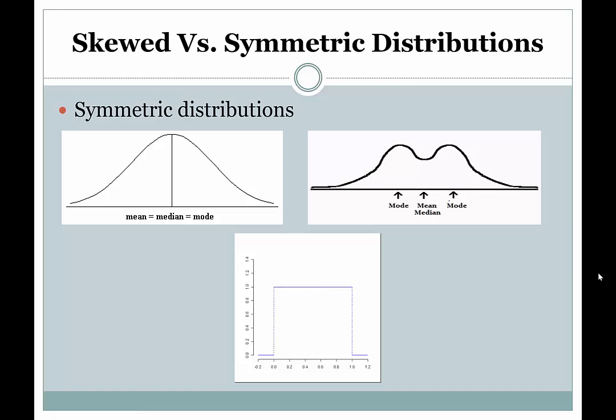Skewed versus symmetric distributions. All right, so on the screen you have some examples of symmetric distributions. When a distribution is symmetric, it means that the mean and median are in the exact same location in the data distribution. And it also means that the left-hand side of the distribution is a mirror image of the right-hand side of the distribution.